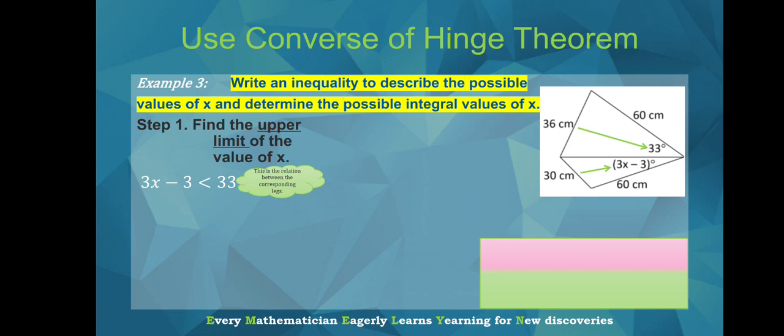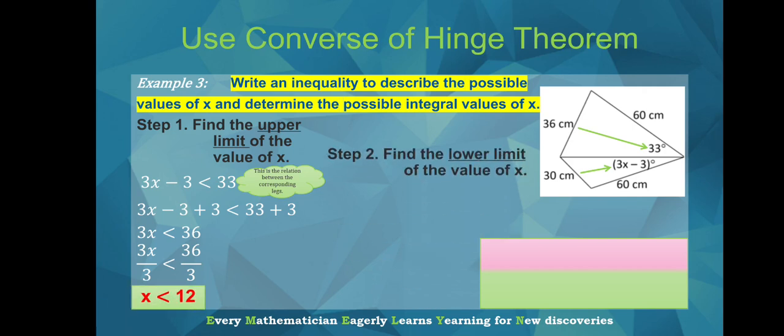By addition property of inequality, add both sides by 3. 3x minus 3 plus 3 is less than 33 plus 3. Simplify. 3x is less than 36. Divide both sides by 3. We get, x is less than 12.